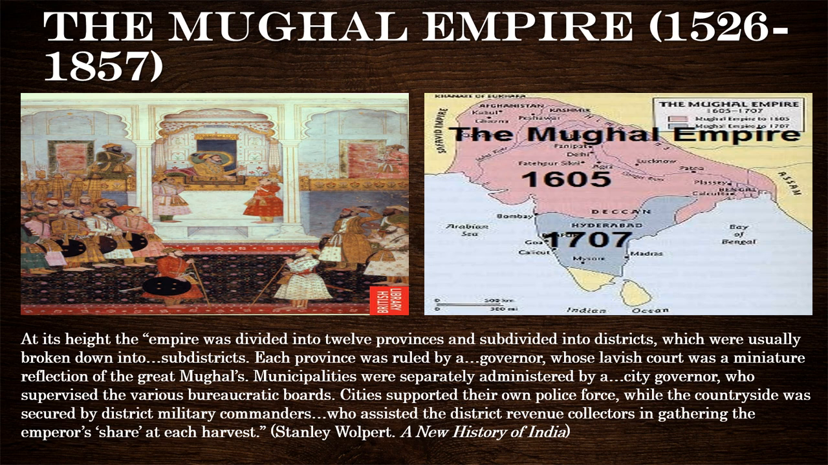The Mughal Empire, which was most of India, as you can see from the map there on the right. According to Stanley Wolpert, in his A New History of India, a fairly standard history, been around for a while, he says, at its height, the empire was divided into 12 provinces and subdivided into districts, which were usually broken down into sub-districts. Each province was ruled by a governor, whose lavish court was a miniature reflection of the great Mughals. Municipalities were separately administered by a city governor, who supervised the various bureaucratic boards. Cities supported their own police force, while the countryside was secured by district military commanders, who assisted the district revenue collectors in gathering the emperor's share at each harvest.